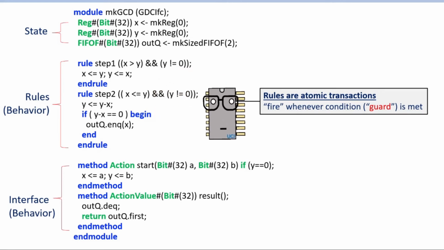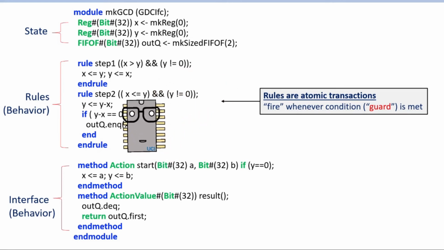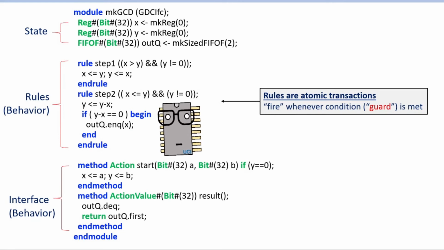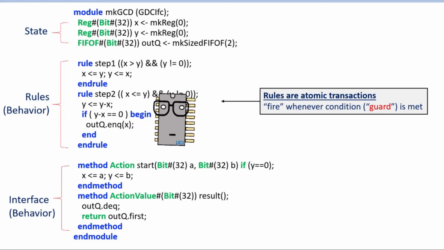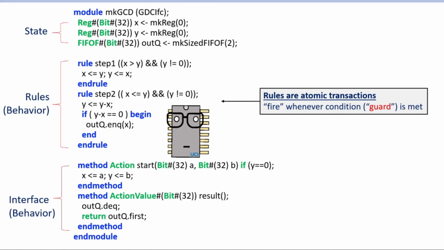In a different rule, if x is smaller than or equal to y, which is disjoint from rule 1, and again, if y is not 0, we subtract x from y. The naming here has, unfortunately, x and y swapped from the previous example, so hopefully it won't be too confusing. But anyways, and if y minus x is 0, we enqueue the results into outqueue.